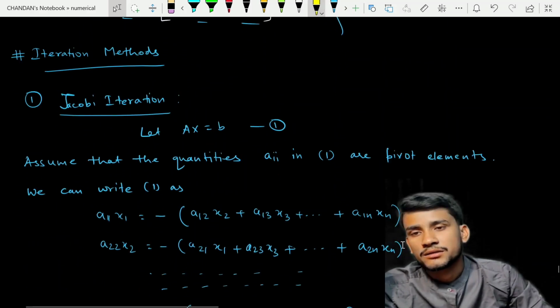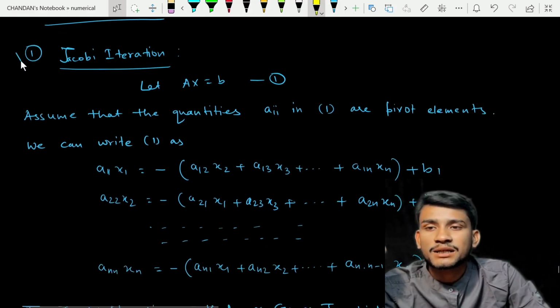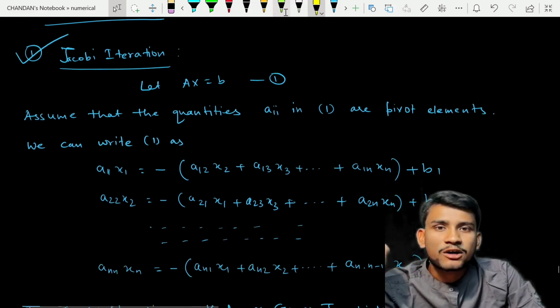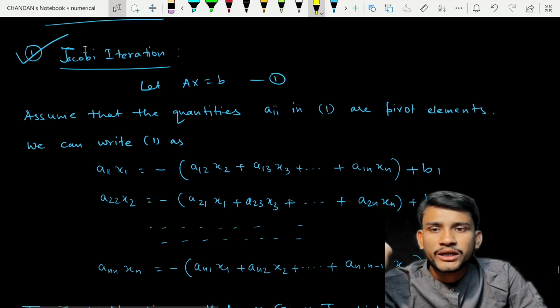Now we are going to the iteration methods, and the first one is the Jacobi iteration method.